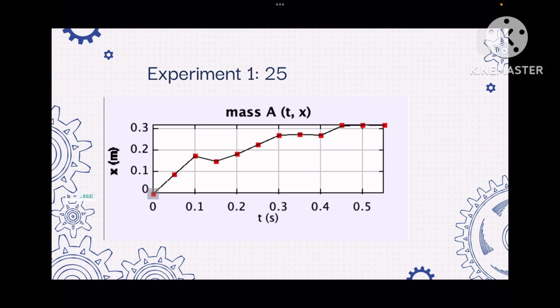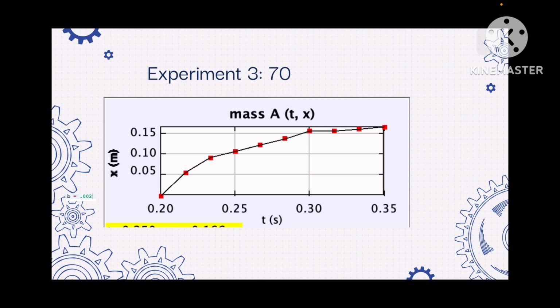Alright, so here are the results, and looking at the X position versus the time graph for each experiment after being analyzed in Tracker, you can see the range the projectile moved in the X direction. So here in this first one, this is at 25 degrees. It ended up having a range of about 0.3 meters.